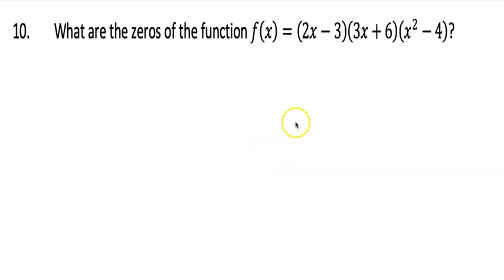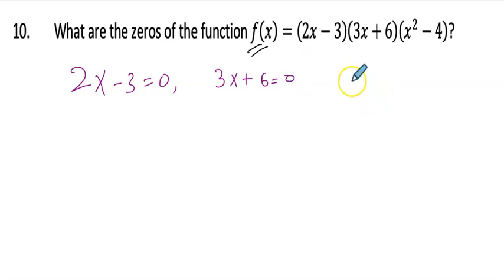So now in order to find the zeros of this function, we just have to find the zeros of each one of these factors. So for what value of x this function becomes 0. That's the point. Okay, so 2x minus 3 is equal to 0. That's the first thing. Then you have 3x plus 6 is equal to 0. And next, x square minus 4 is equal to 0. Let us solve them individually.